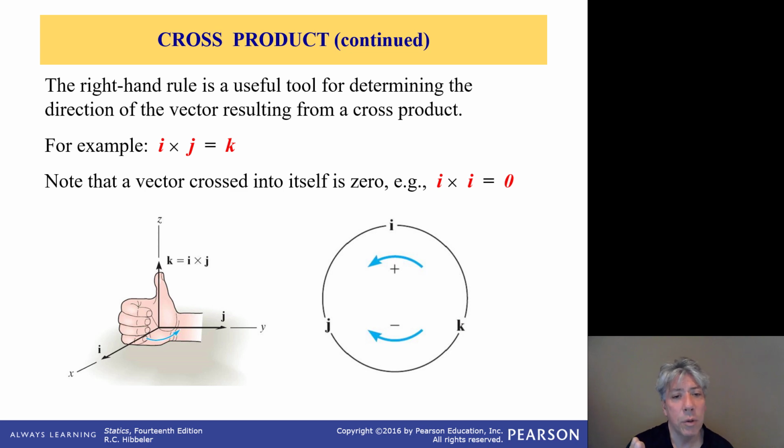Make sure. What were we doing? j cross k, yes, is i. k cross j, though, is negative i. So you should write down all those combinations. Make sure you understand this.